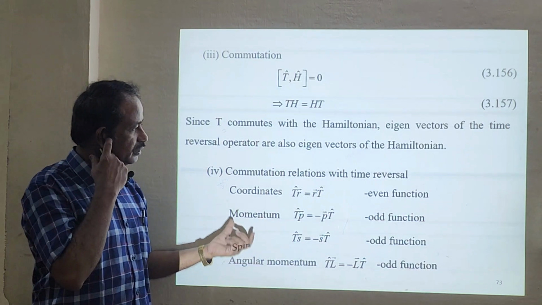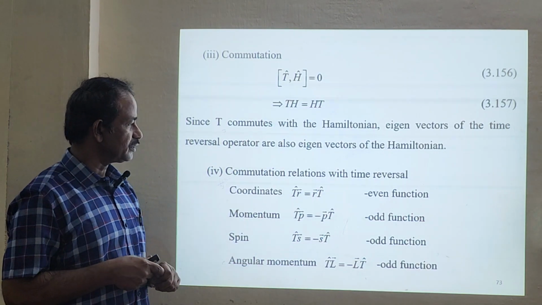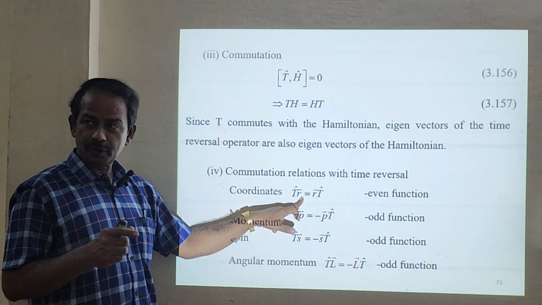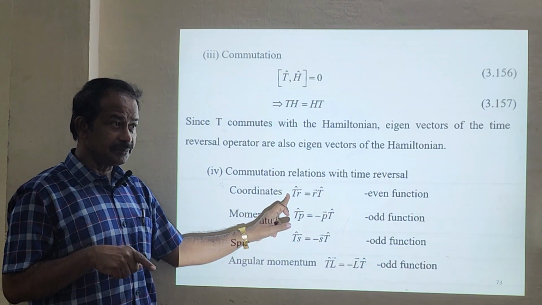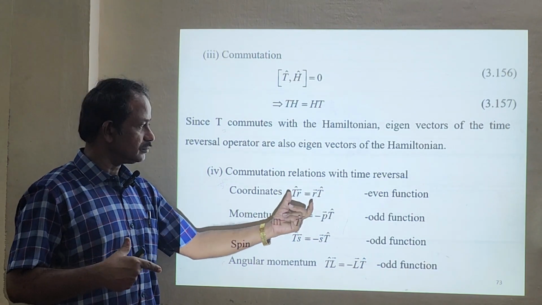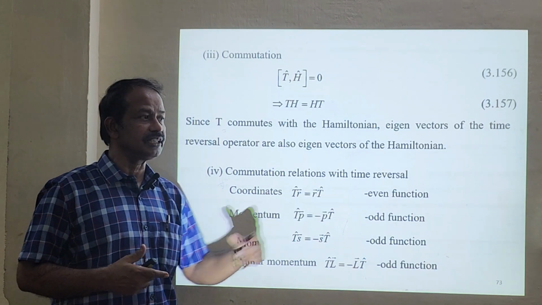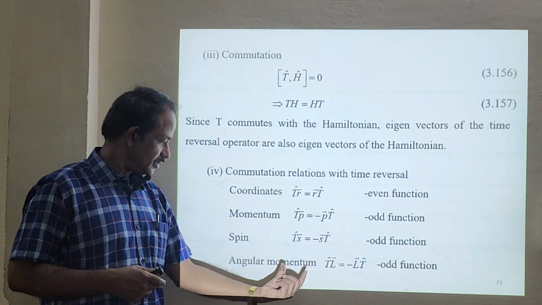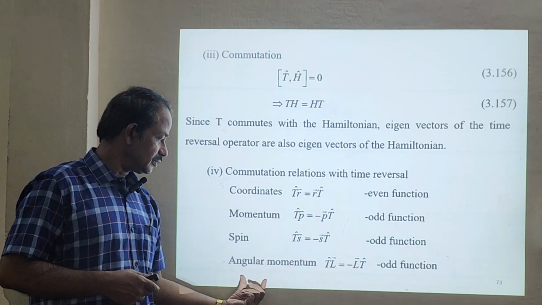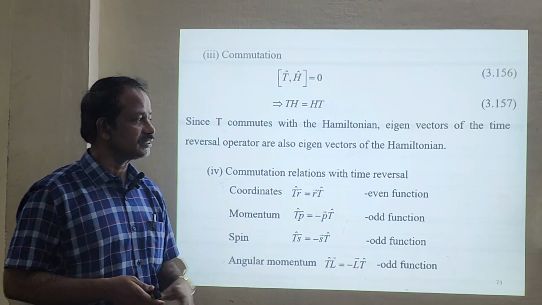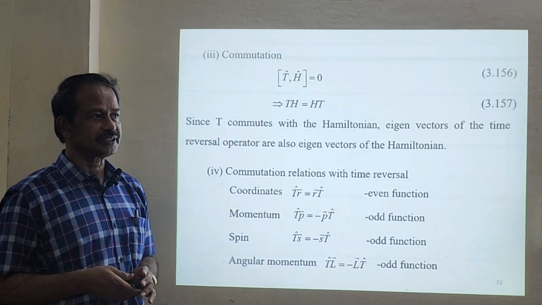The last one will be the commutation relations with the time reversal. The coordinates will never change. TR equals RT. The time reversal operator operating on R will give you R and T. So this one will never change. So we call this an even function. Momentum will change with a minus sign. Spin also will change into a minus sign. Angular momentum also will change into a minus sign. So they are all called odd functions, and this one is called an even function.